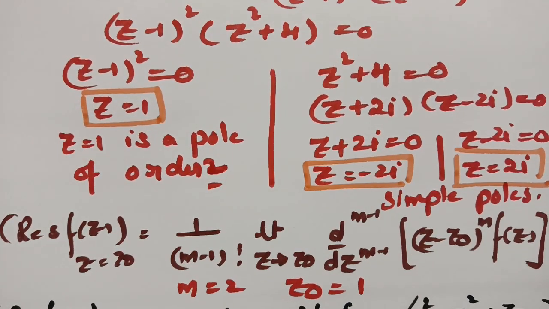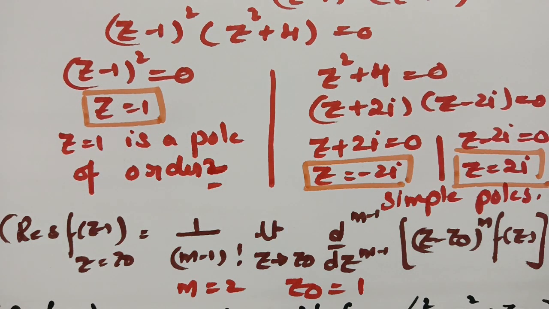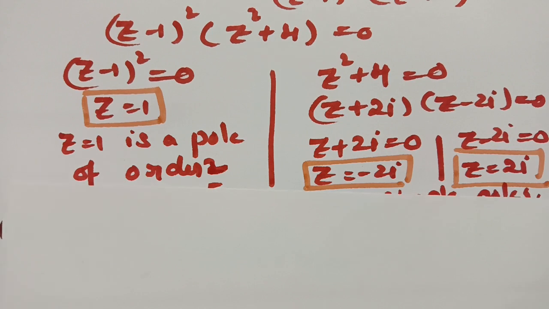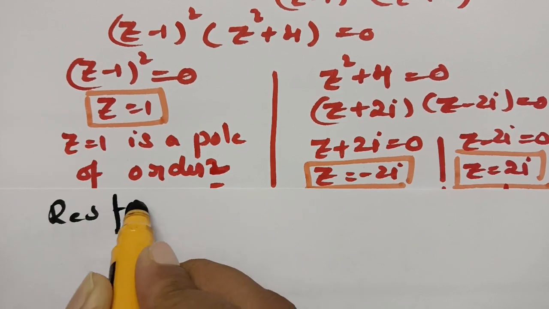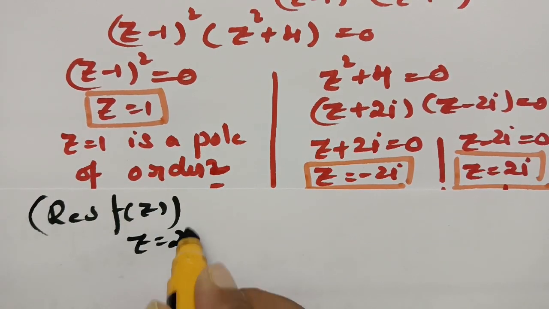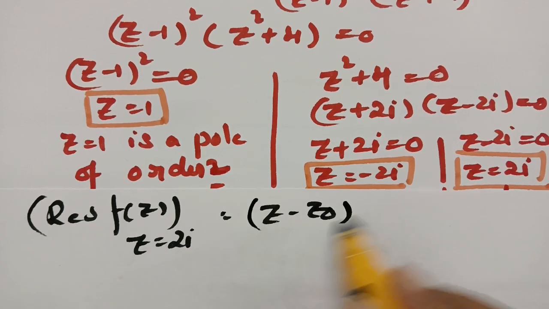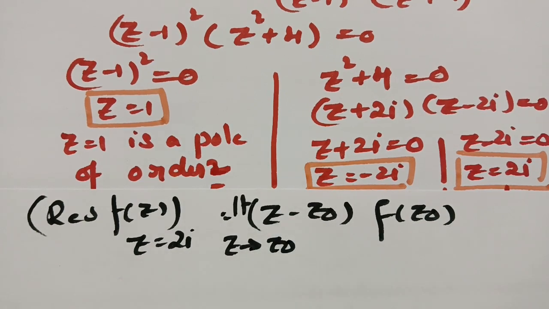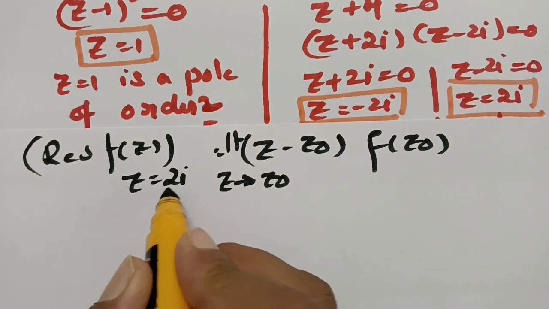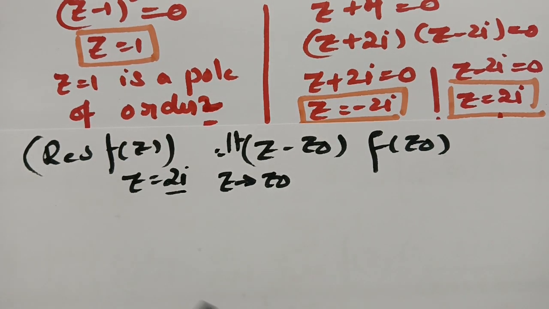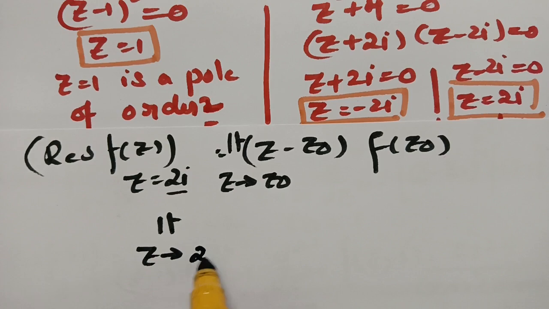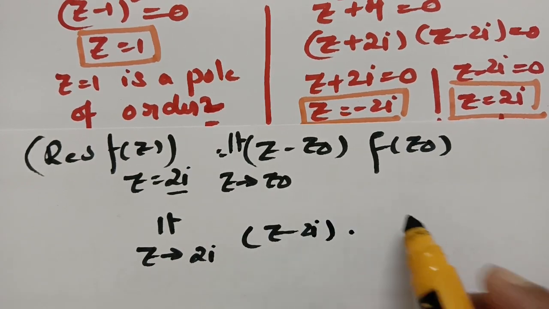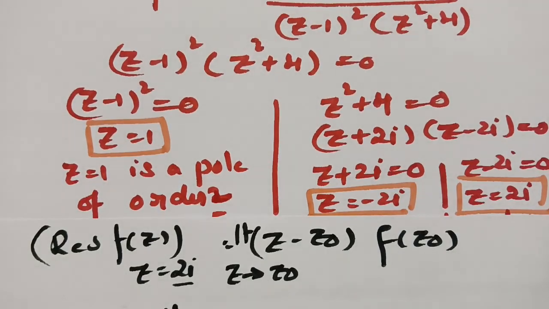And the next one here is the simple pole z is equal to 2i. So for z is equal to 2i, as it's a simple pole, the formula is also very simple. See, now the residue of f of z at point z is equal to 2i is nothing but limit z tends to z naught, z minus z naught into f of z. Here z naught value is equal to 2i. So this will be limit z tends to 2i, z minus 2i into f of z.